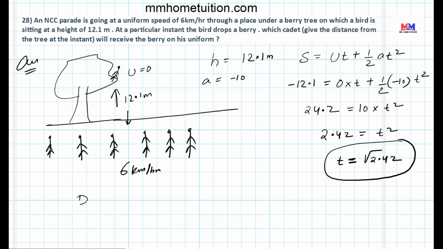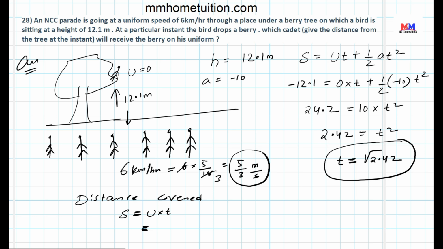So distance covered equals how much? Distance covered S equals U into T. U is 6 km per hour, which is 6 into 5 by 18 meter per second. That equals 5 by 3 meter per second. That is the speed: 5 by 3 meter per second.